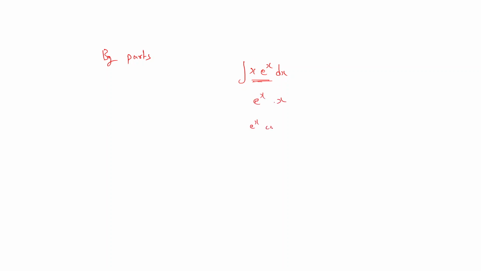E power x into cos square x you might get, whatever. So we have to be a little careful in choosing which function is the first function and which is the second function. Generally, what we choose as the first function is where differentiation is easy. Second function, where integration is easy.